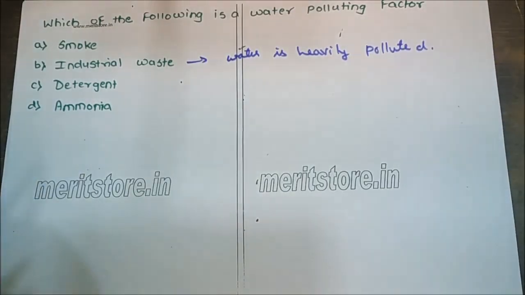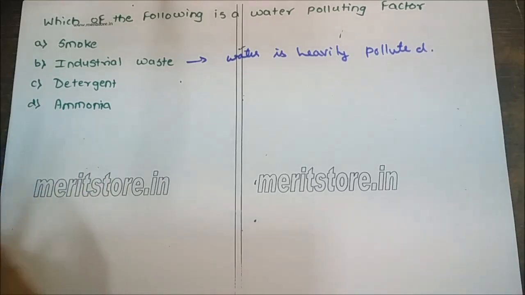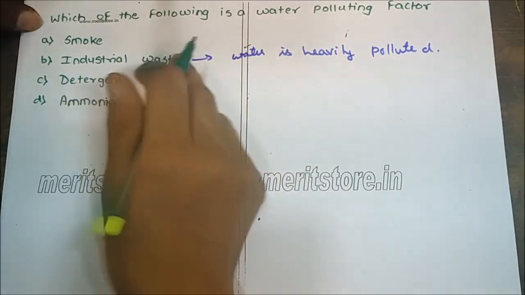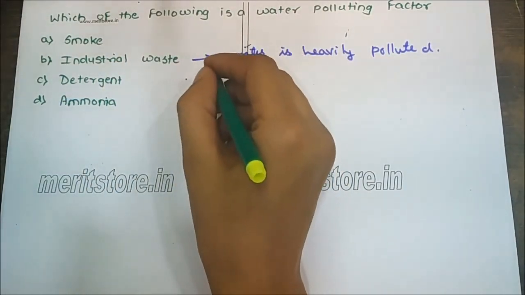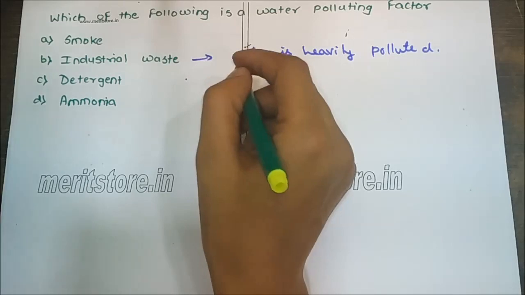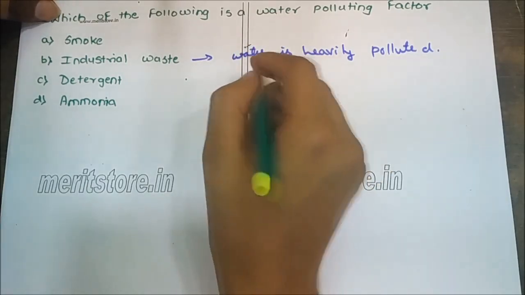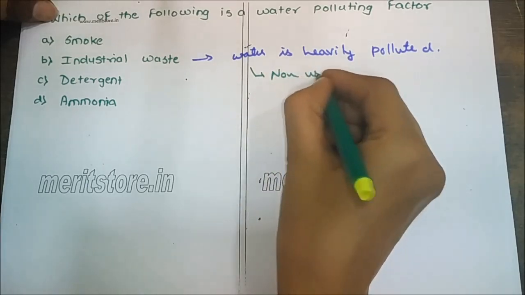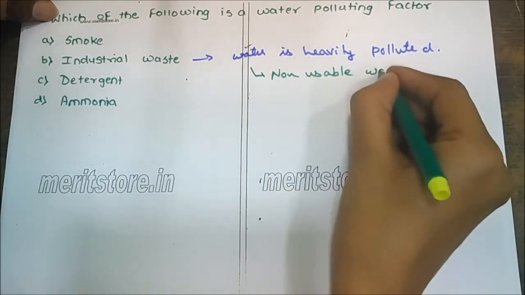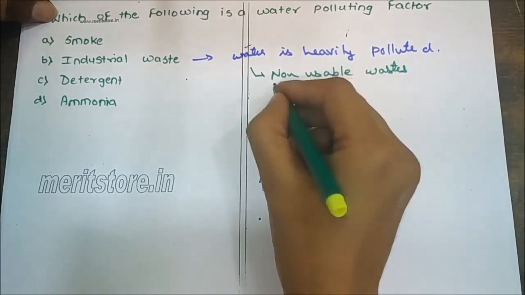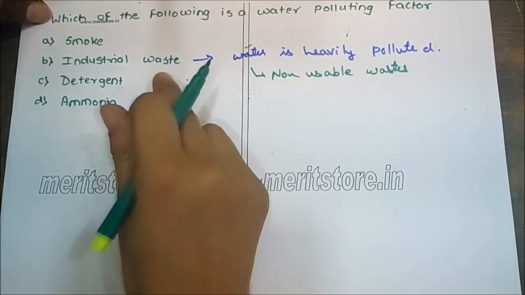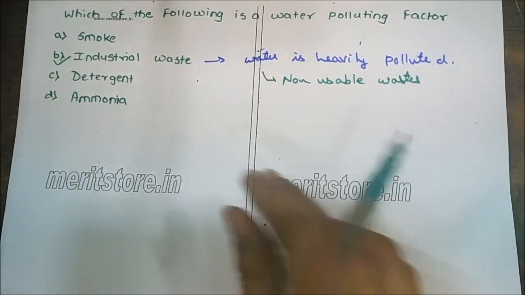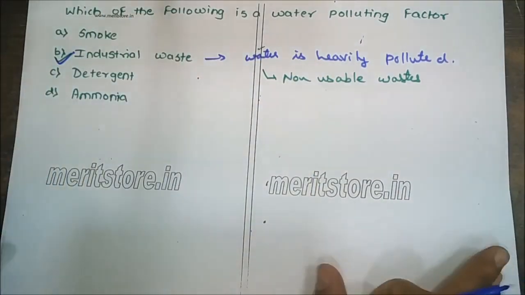The water is heavily polluted because of industrial waste. These industrial wastes, which are non-usable, will cause the pollution in water. So our answer will be industrial waste, that is B.